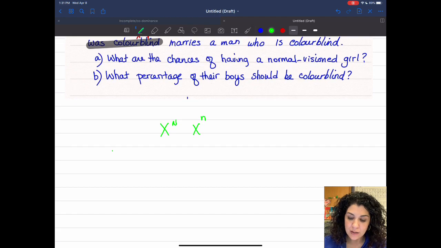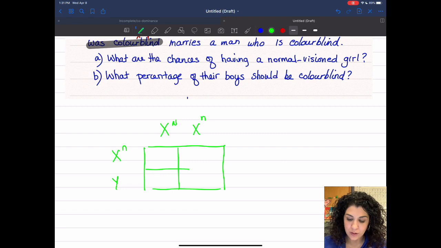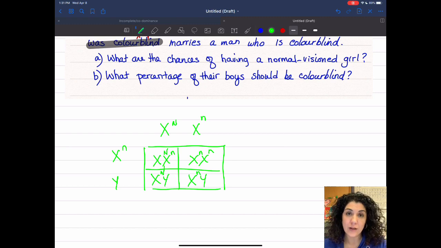Now she marries a man who is colorblind. So he is colorblind, so he needs to have a little n and the Y because he's a male. We're going to do a Punnett square with that, and we get the two girls and the two boys. Big N, little n, two little n's there, a big N there, and a little n there. So now the first question says, what are the chances of having a normal vision girl?